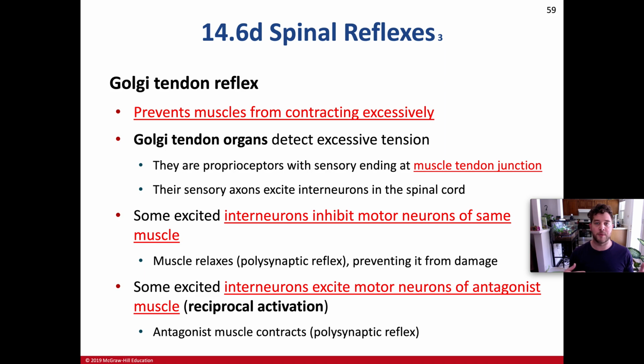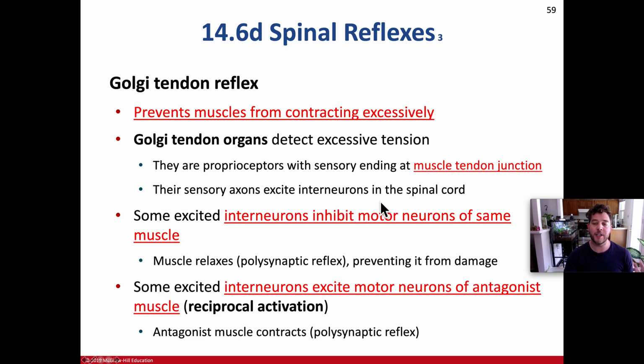It's also why you're always supposed to have someone spot you when you start weightlifting, especially heavier weights, because you can't control this. If you try to lift something or move something that is beyond your ability, your body will physically stop you. So the Golgi tendon organ detects excessive tension on tendons. It basically makes sure that we don't rip our muscles off of our bones. They're proprioceptors with sensory endings at muscle-tendon junctions, which is just where muscles attach.